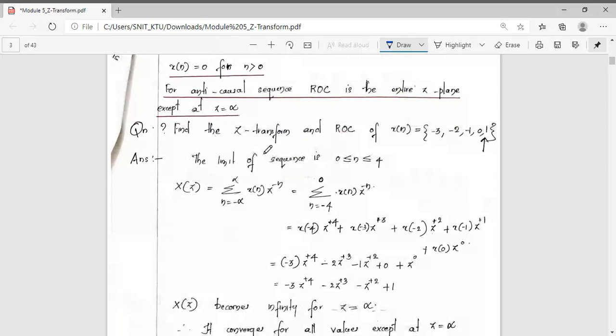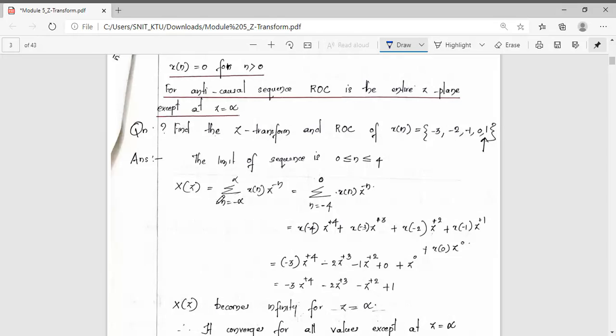So let's consider one example for that. Find the Z transform and ROC of the sequence with n equal to minus 3, minus 2, minus 1, 0, 1. The origin is located where the value of the signal at n equal to 0 is 1. For the left side of 0, the signal exists, and on the right side, there are no signals. So the given signal is an anticausal sequence, and the signal extends from minus 4 to 0.